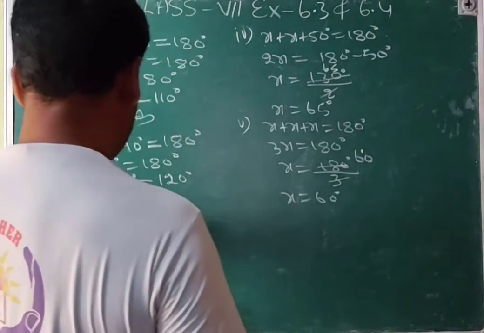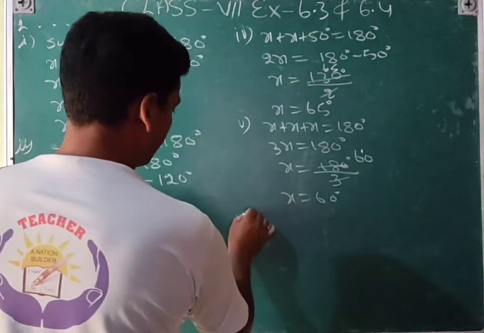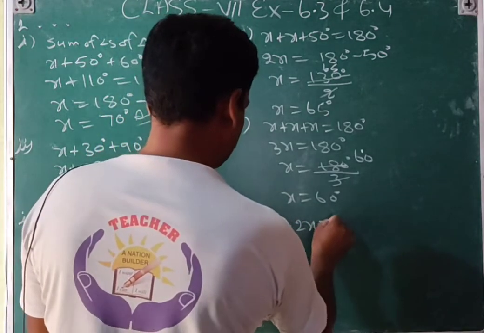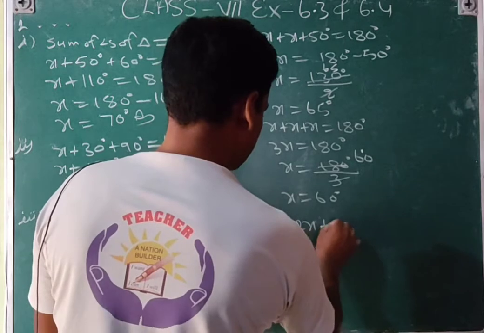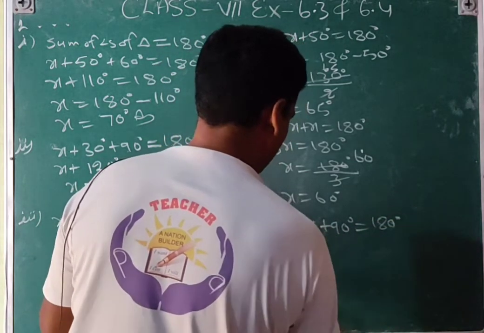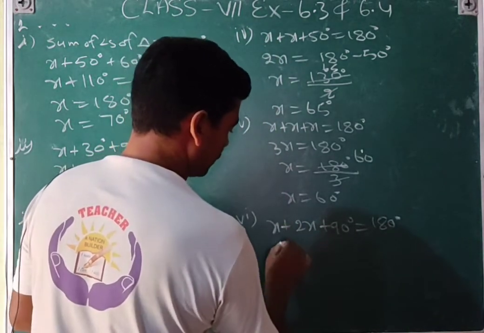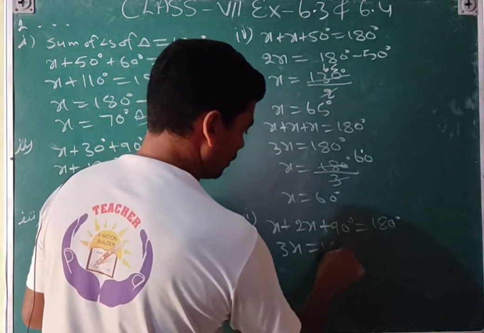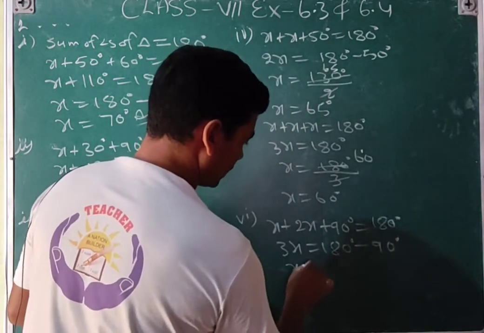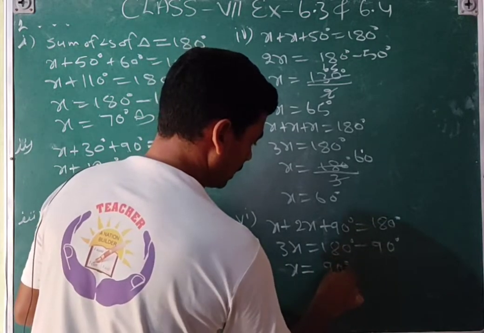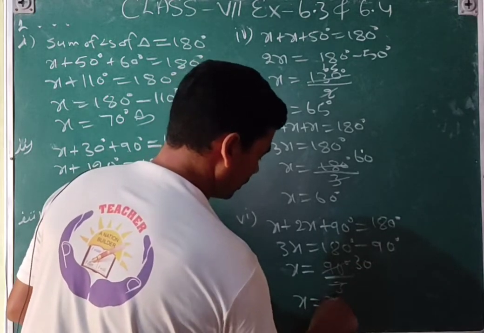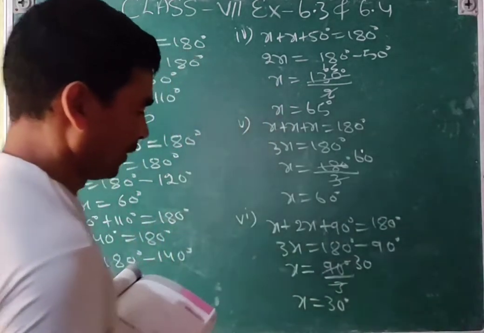And then the sixth part also, see that, because here is just a variation: x plus 2x plus 90 degrees is equal to 180 degrees. So 1 plus 2, 3x is equal to 180 degrees minus 90 degrees. So x is equal to 90 degrees upon 3, 3 threes are 9, that is 30. So x is equal to 30 degrees.